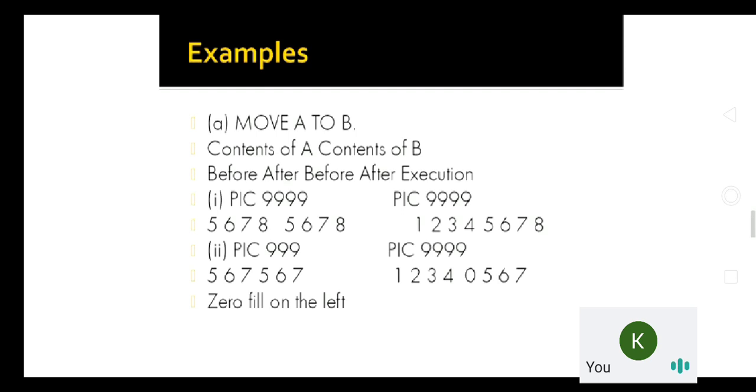Okay, so these are some important examples. With these examples you will understand these concepts. Basically we are using the MOVE verb over here, a data movement verb. The purpose of this MOVE verb is moving a value from one identifier to another identifier. Basically, for assignment purposes we use this MOVE verb.